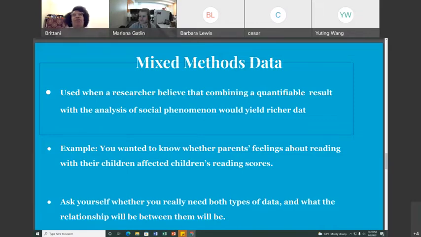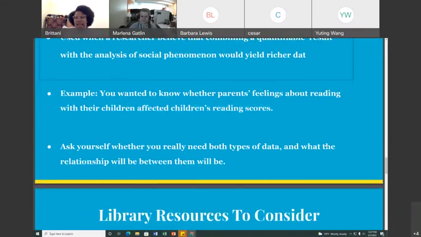But if you do, you might want to think about what the relationship between them will be. And that's where mixed methods design will probably be very helpful. And like I said, I did not put those examples in here because I'm less familiar with them, but I can show you how to find them if you decide that the mixed methods approach is for you. Go ahead to the next slide, please, Marlena.